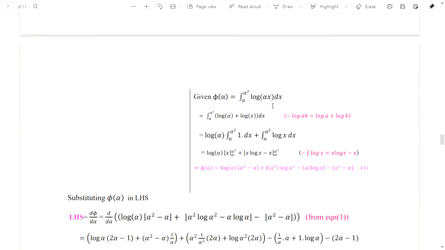This is in the form of log of ab, and we know that log of ab is equal to log a plus log b. So I written this log of alpha x as log of alpha plus log of x into dx from integration alpha to alpha squared. And we are doing integration with respect to x. That's why log alpha is constant, bring it out, and so that we will be left with integral of 1 into dx plus integral of alpha to alpha squared. Here we have log x into dx.